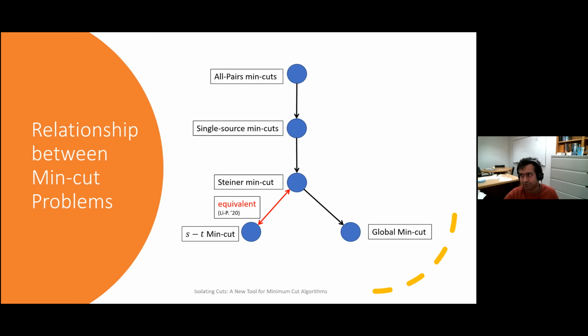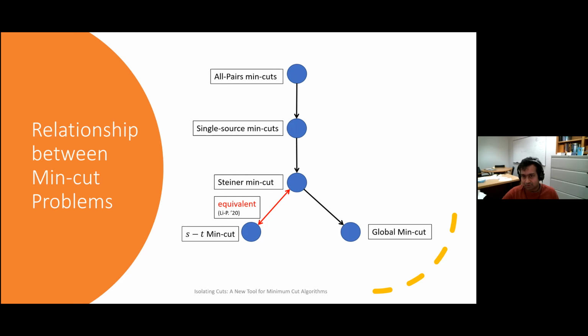And then we don't really know, there's no real generalization between ST min-cuts and global min-cuts. These are kind of independent problems. Now, what we have done, one way of thinking of that is that we have ensured that the two circles representing Steiner min-cuts and ST min-cuts now get connected by a double-sided arrow, which means that these problems are equivalent. And when I say equivalent, they're equivalent up to polylog factors.